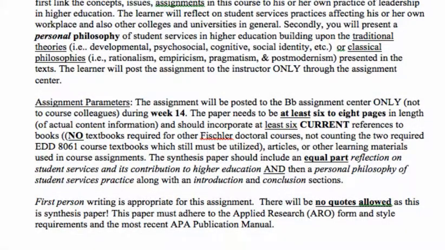If you pull up the course syllabus, there are two major components of this paper, and it should be at least 6 to 8 pages in length in terms of content. So we need to follow the parameters of this course. You need to use at least six references, and you can certainly use more current references or books, including the course textbooks, which still must be utilized, but do not count textbooks from other doctoral courses or other higher ed courses, all right? You can also use personal communication from your first assignment, the two interviews that you did.